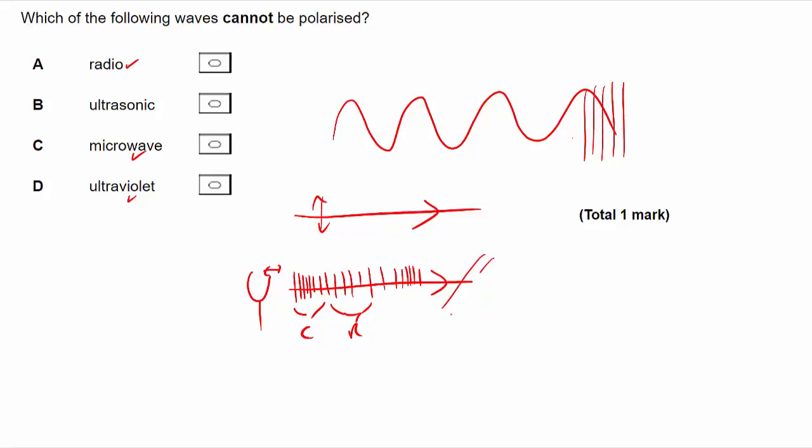Either way, the direction of that grid would make no difference. So only transverse waves can be polarized. So that's the understanding for why B is the correct answer.